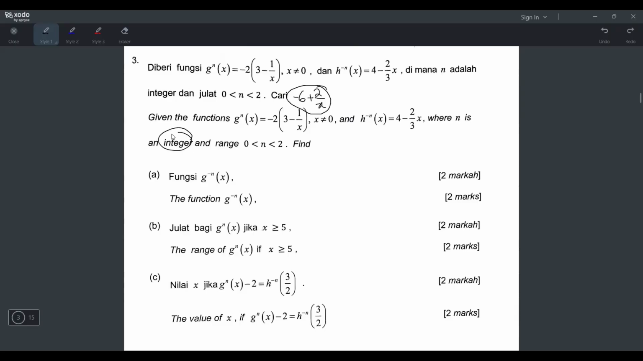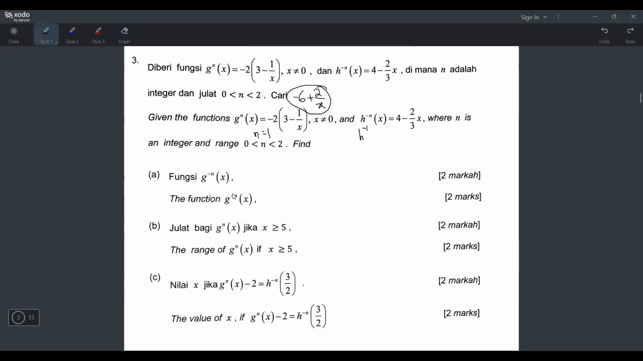Okay, integer means no decimal, no fraction. And the range of n is 0 to 2. Means n is 1, because in between 0 and 2, the only integer is 1, right? The 1.5, 1.1, 1.2, we don't count these because they are not integer. So we can actually know that n is 1 already. It means this one is actually h^(-1). Because there's no other integer in between 0 and 2, it has to be 1, right? But it's okay. Let's see what they want to find first.